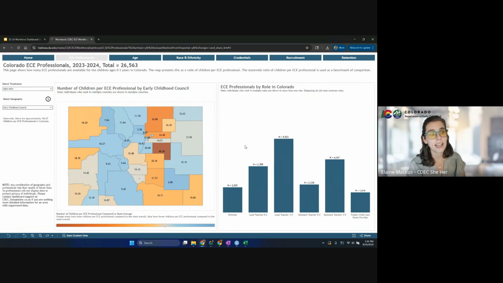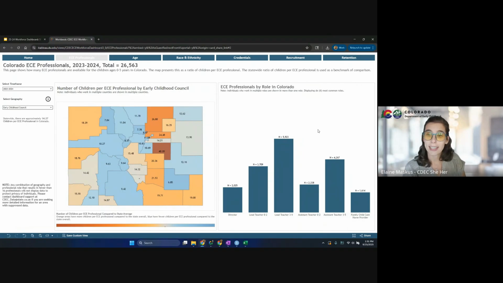And then on the right-hand side, you see this data broken out by job role. I do apologize that some of the font is small. Once you open it on your own computers, hopefully you'll be able to read it a little bit better. But we've got directors, lead teachers for infants and toddlers, lead teachers for preschool aged kids, assistant infant and toddler teachers, assistant teachers for preschool age, and then family child care home providers.